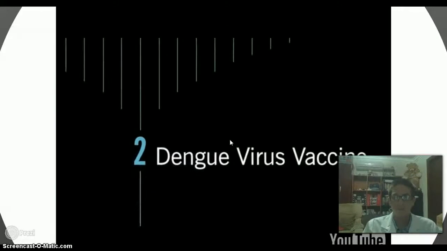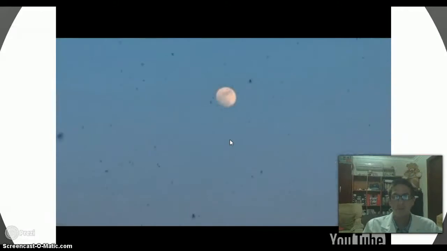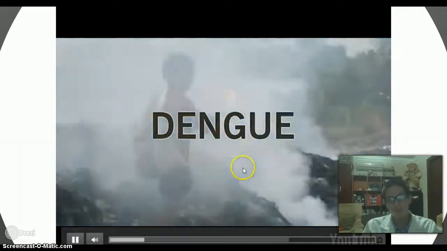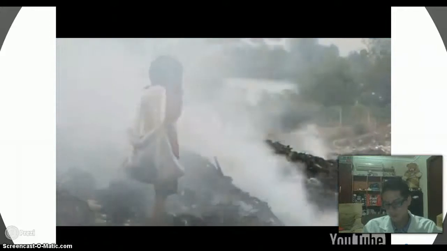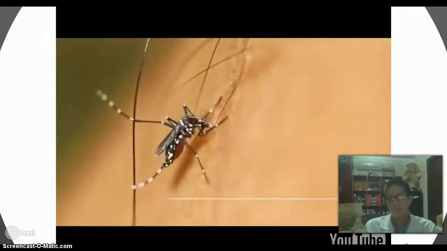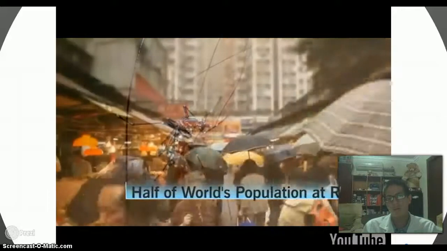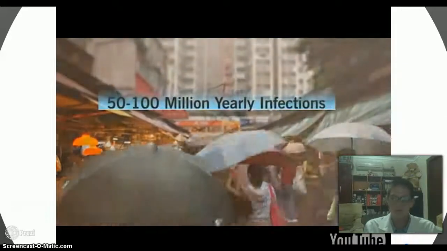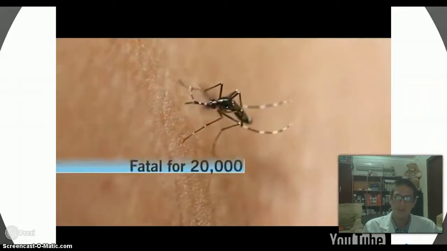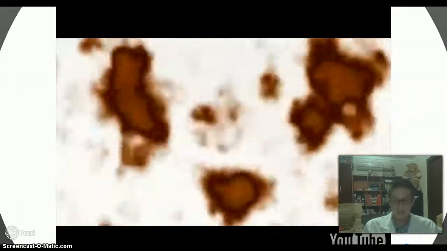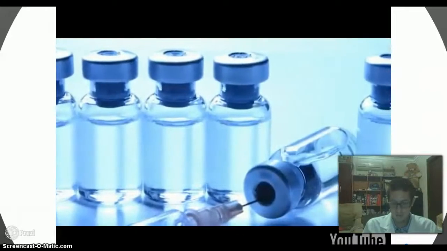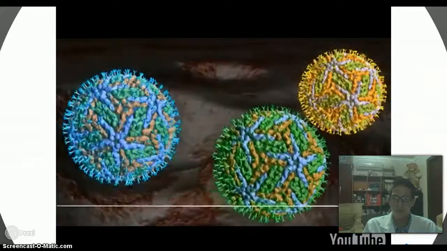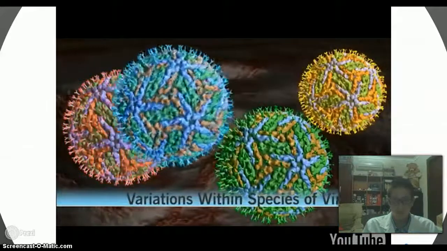Number 2. Dengue virus vaccine. All it takes is one bite for dengue, a debilitating virus, to be transmitted to humans by the bite of the Aedes aegypti mosquito. Half of the world's population is at risk of catching dengue. There are 50 to 100 million dengue infections worldwide every year, and the disease is fatal for 20,000 per year. The disease currently has no specific effective drug or approved vaccine. The ideal vaccine would have to prevent 4 different serotypes of the virus simultaneously.